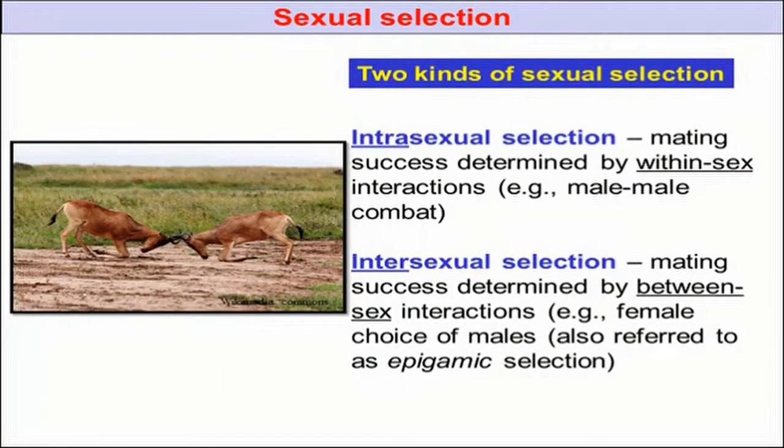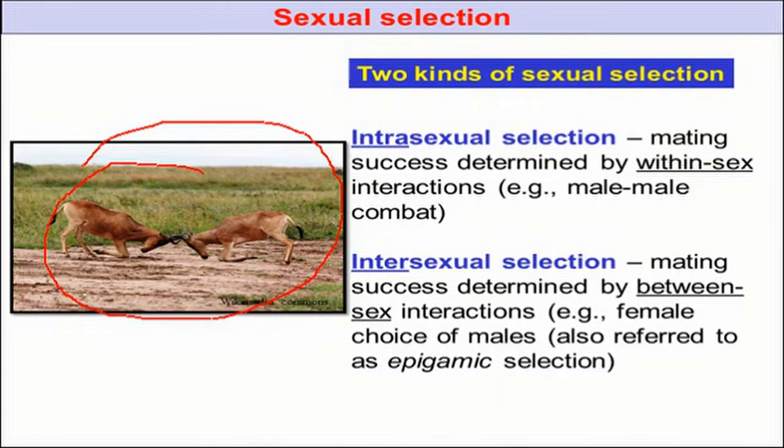So there are two kinds of sexual selection. One is intrasexual selection and another is intersexual selection. What is intrasexual selection? It is the mating success determined by within-sex interactions. For example, male-male combat. In the picture, you can see two animals are fighting, and both are male. They are fighting to defeat the other, so that dominance can be established and a claim can be made on the females. So it is called within-sex interaction, meaning the interaction between male and male.